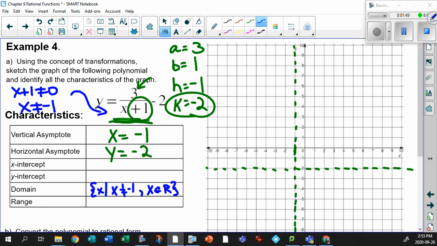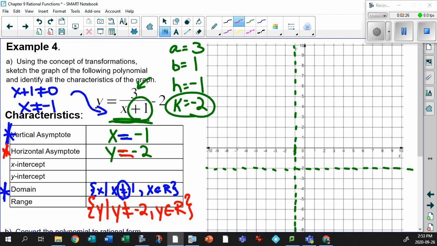Remember, what's really important here is that the vertical asymptote is an equal sign. The non-permissible value stated in the domain is a not equal to sign. Very important, okay? Same thing goes with the horizontal asymptote. The horizontal asymptote is an equal sign. But when you're doing the range, being that it's an asymptote, it gets close to that -2 but never touches. So all the values of y such that y cannot equal -2 and y is an element of R. There you go.